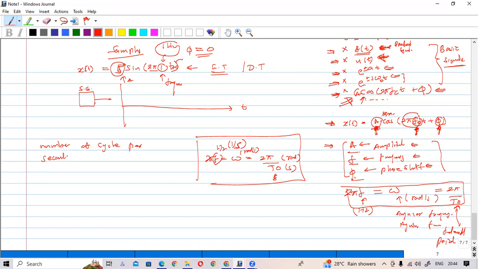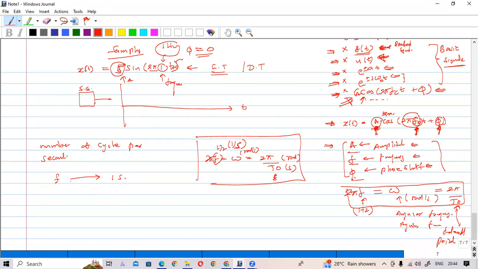So this is 1 hertz. How many cycles per second? If this is 1 hertz, how many cycles per second? Frequency means number of cycles per second, no? Frequency F is number of cycles per 1 second. So 1 hertz means for 1 second, 1 cycle.